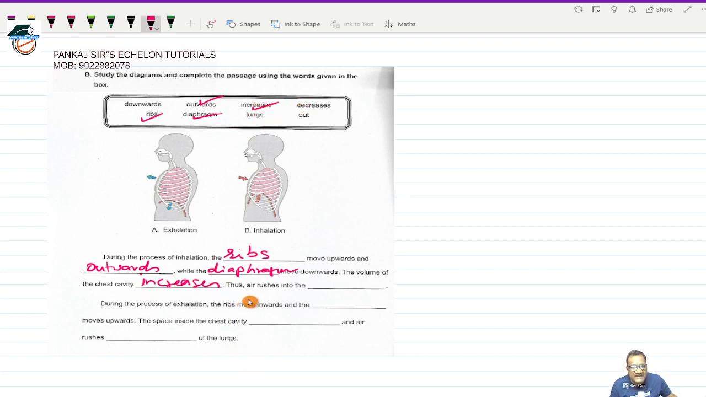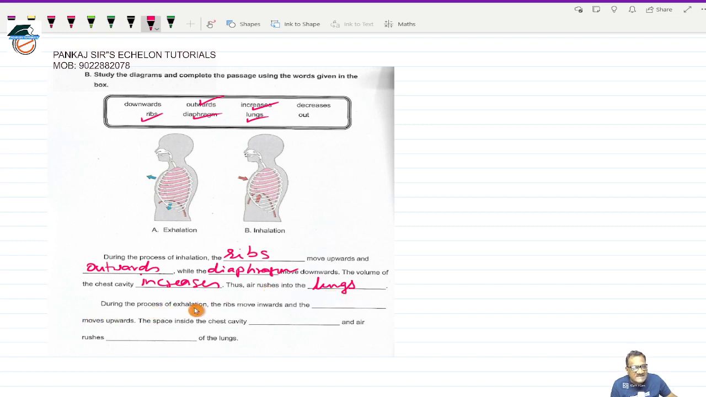Now when this happens, the chest cavity's volume increases. What will happen? The air rushes into the dash. Where will the air rush? Obviously it will rush into the lungs. Yes, lungs is also done. Now during inhalation, all this happens: when you inhale air, the ribs move upward and outward, the diaphragm moves downward, the volume of the chest increases, and the air rushes into the lungs.